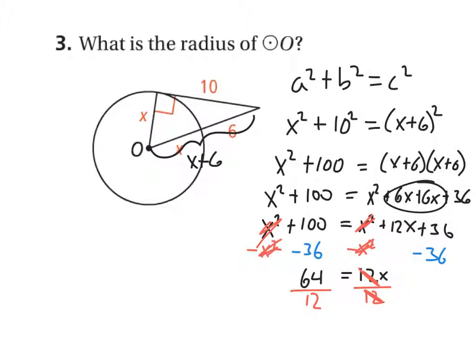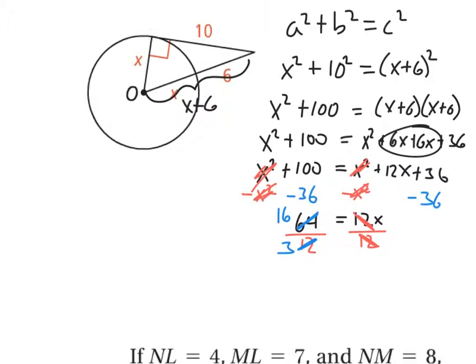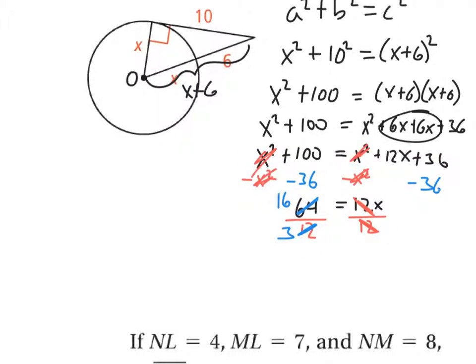That's what we need to be doing. Reduce this fraction. You can reduce it by 2, but then you have to reduce it by 2 again. Or you can just reduce it by 4 at the beginning. 4 goes into 64 16 times. 4 goes into 12 3 times. And so our answer is 16/3.